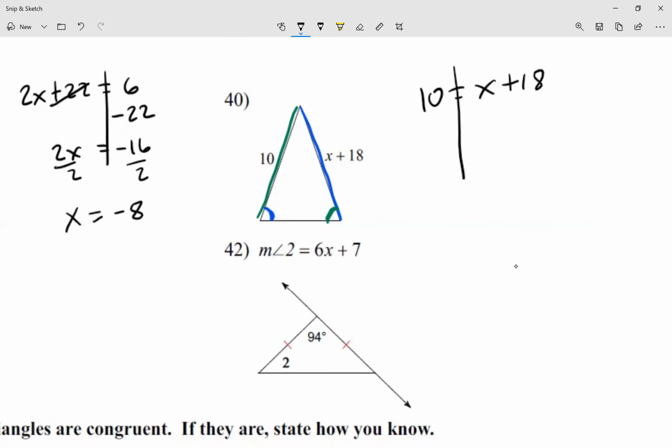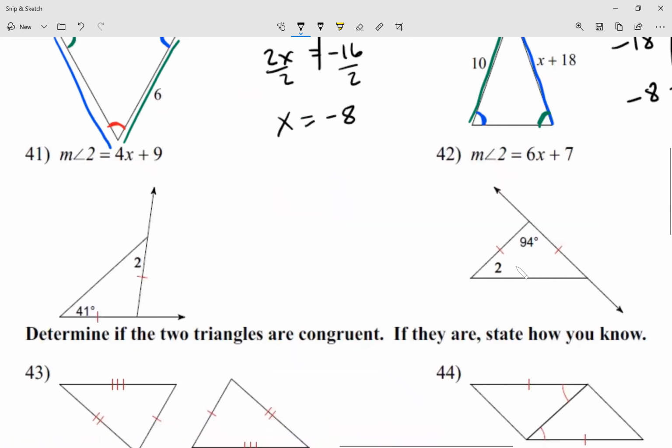We separate them at the equal sign to get the x by itself. This plus 18, let me move it over as a minus 18. So I get that negative 8 is equal to x. X is by itself. X equals negative 8. I'm done.